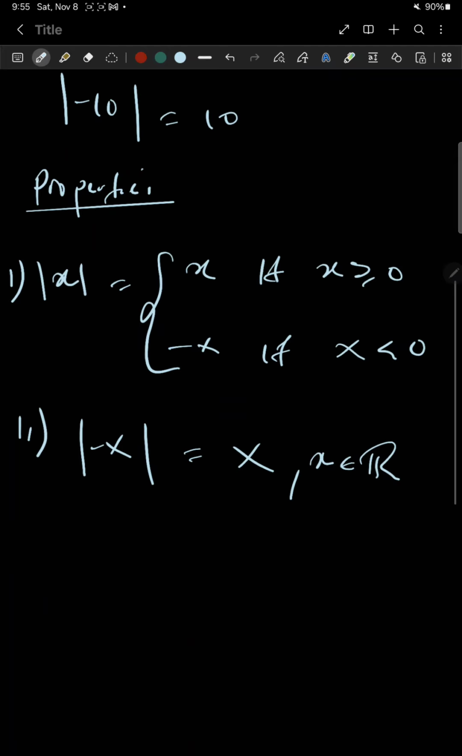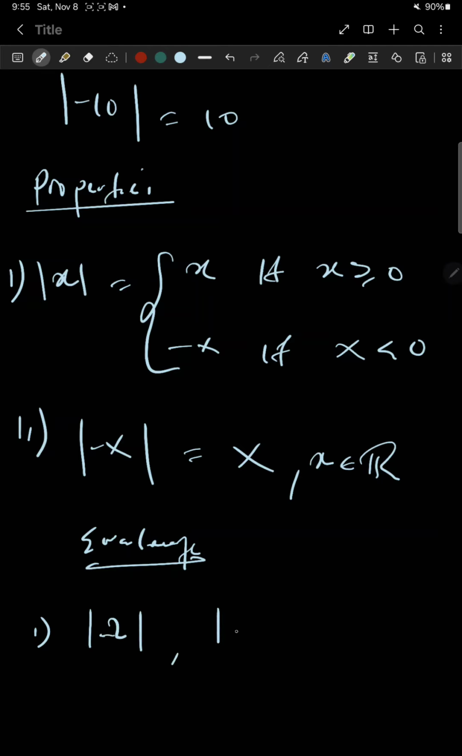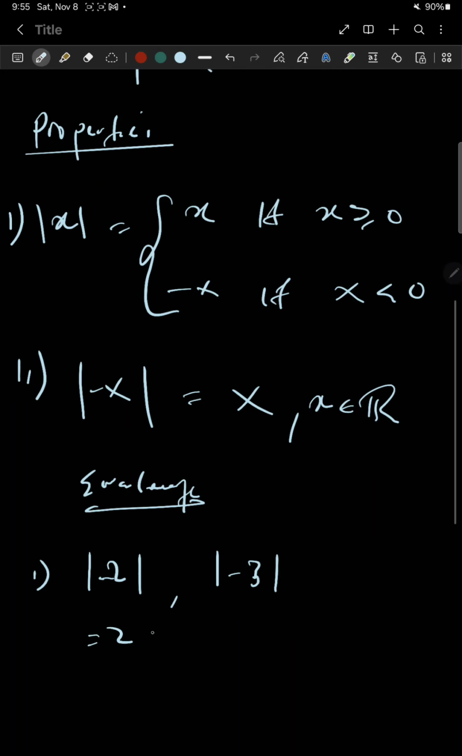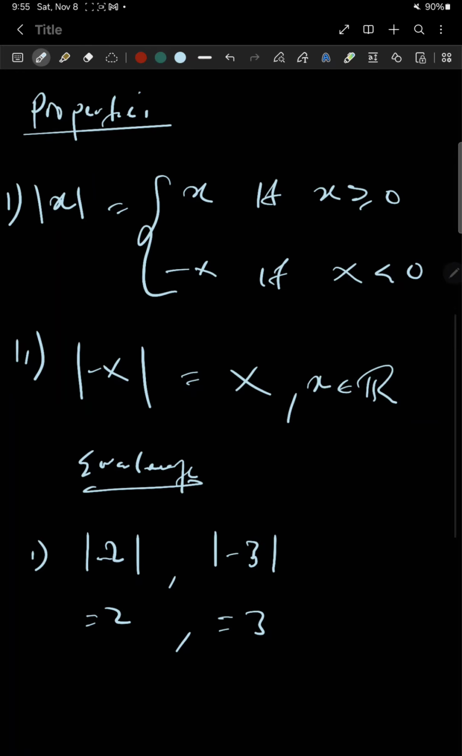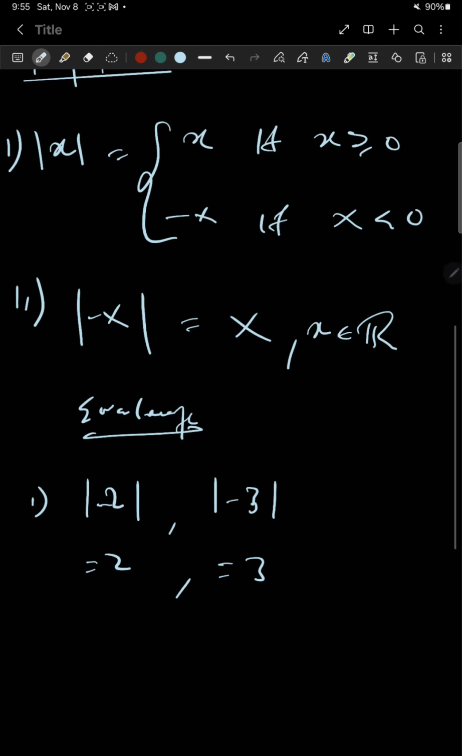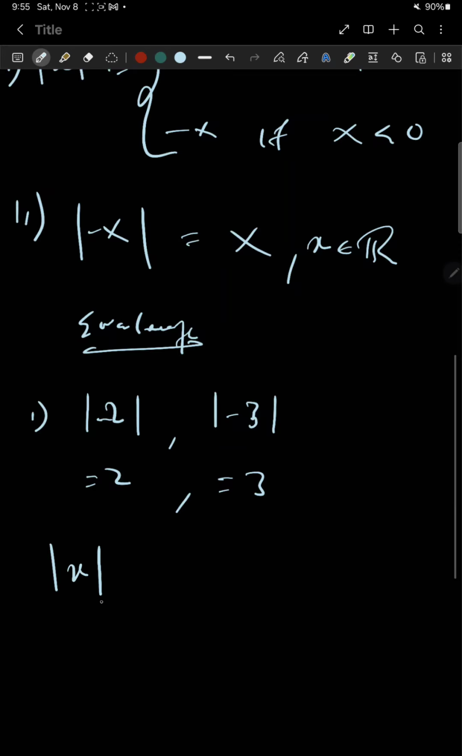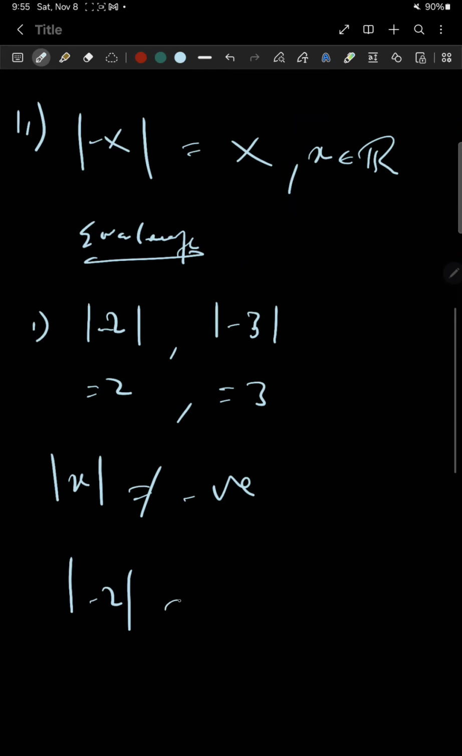Sometimes you see questions like evaluate the following. I'll show you the examples. They'll give you questions like evaluate modulus of -2, modulus of -3. The answer here is 2, the answer here is 3, by this principle. Modulus of -x is the same as x. Now you have to know that a modulus or an absolute value cannot be equal to a negative. For example, the modulus of -2 cannot be equal to -2.